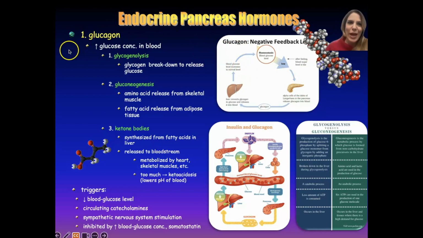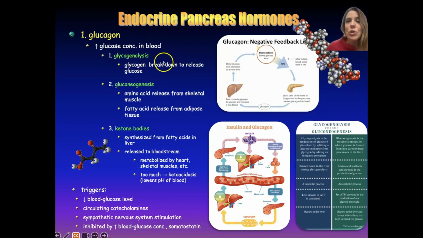So how does it do that? How does glucagon increase glucose levels in the blood? Well, it's going to do it in three ways. Glycogenolysis is one way, gluconeogenesis is another way, and through the release of what's called ketone bodies. So let's talk first about glycogenolysis. And if you break that word down, it makes sense. Glyco refers to sugar like glucose, geno to generate, and lysis to break down.